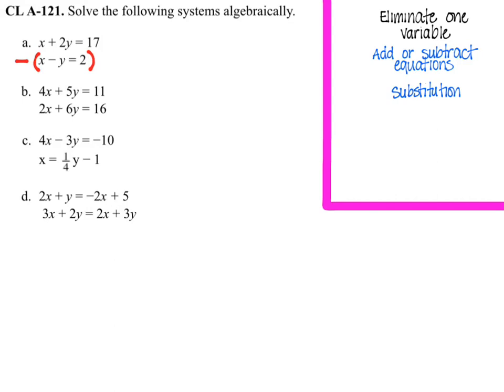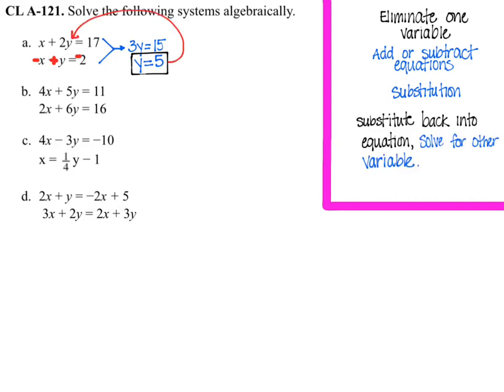In this first problem, I notice that if I just subtract the second equation from the first, the x's will go away. So I do that. And I'm left with 3y equals 15, and now we've solved for y. Once you have one of the variables, you want to substitute that back into either of the two equations and solve for the second variable. And we get that x equals 7.